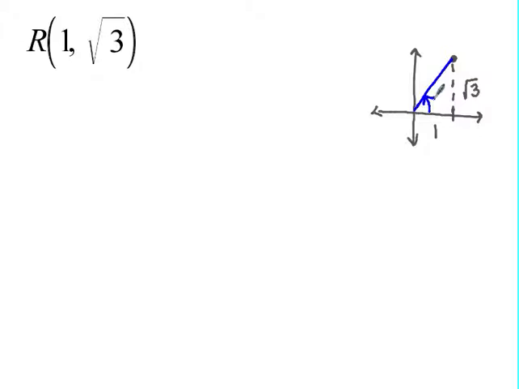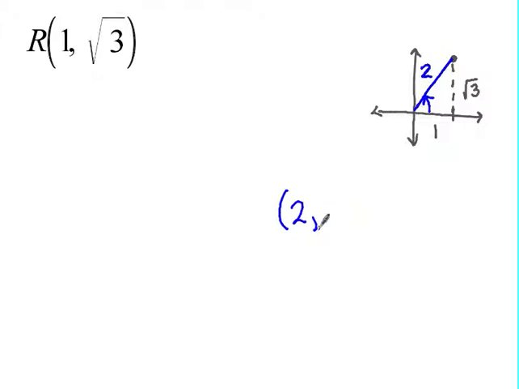Now, let's think about things. We shouldn't need to use the formulas. What's your radius going to be? 2. Oh, it is. 2. This is a special triangle. 1 root 3. So my radius is 2. Okay, now I need to find my angle. What angle is that going to be?